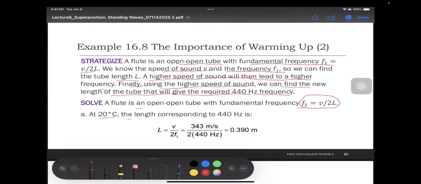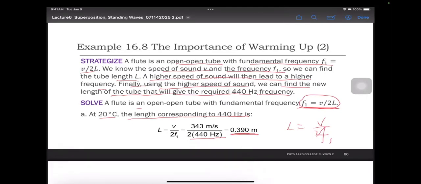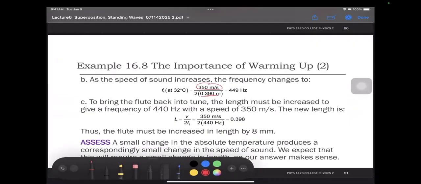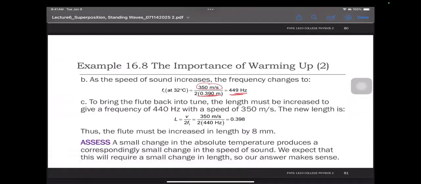At 20 degrees, the length corresponding to 440 Hertz is, you can see you have this equation, and then L equals v over 2f, this one. That makes sense to you. And then you can get the flute length is 0.390 meter. And as the speed of sound increases, the frequency changes too. You can see the speed changes, and the length is the same. So you can get the new frequency, 449 Hertz.